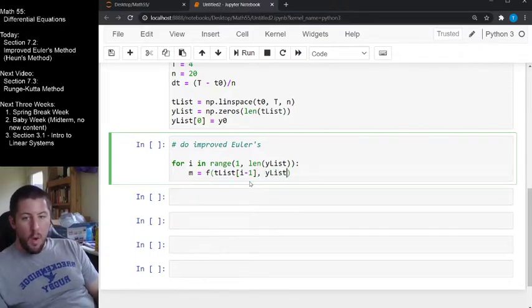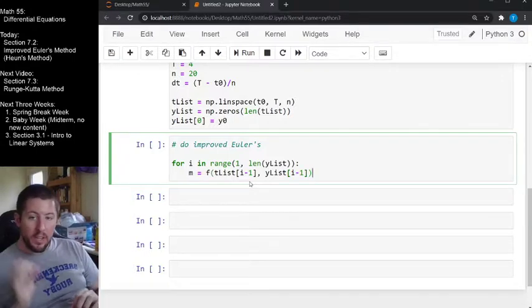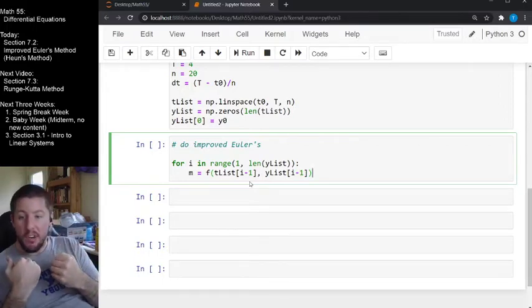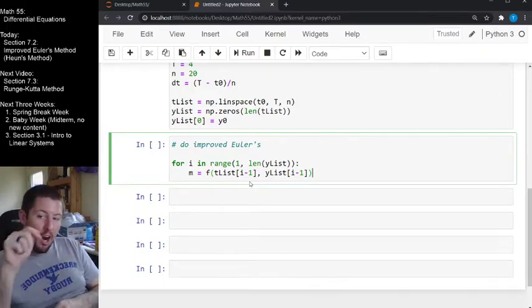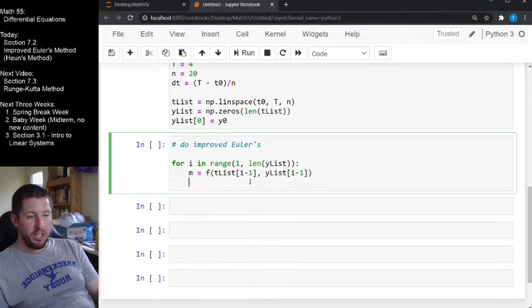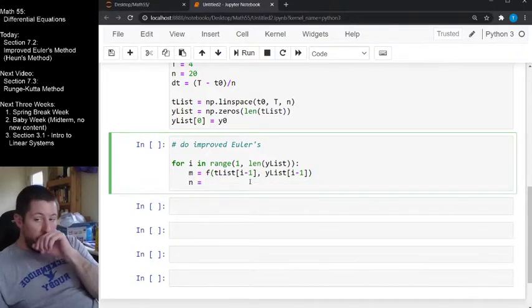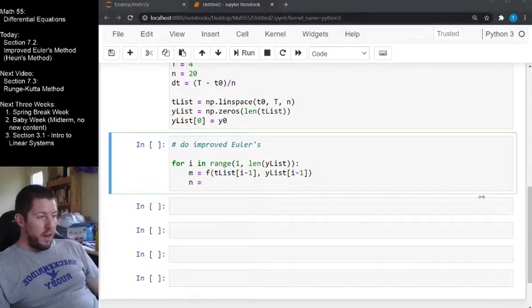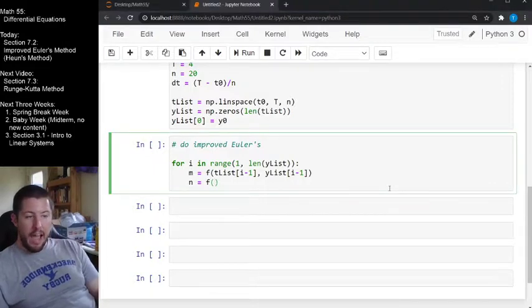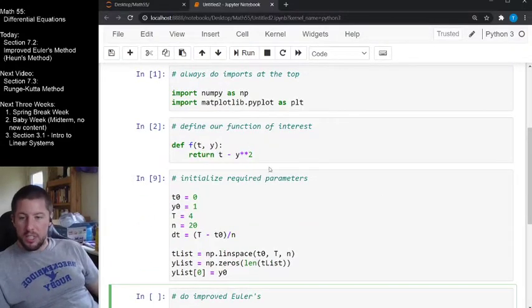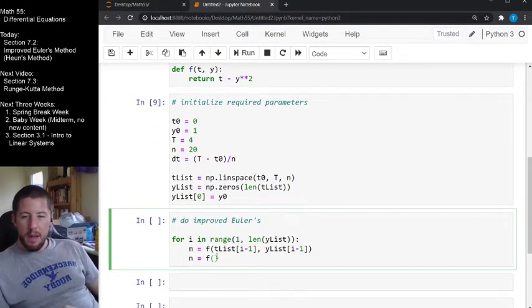We also want the y list at our initial spot right there, so the I minus 1, that's our slope from our current location. And just like I wrote in the notes, the I minus 1 is really like our current. I is really like our next one that we're trying to make a prediction on. So now we want to come up with what our next slope is right here. And what we know is that this is going to be like doing some f of something. It's a slope, so we're just getting it out from our differential equation expression right here, the f function. But what is it going to be?